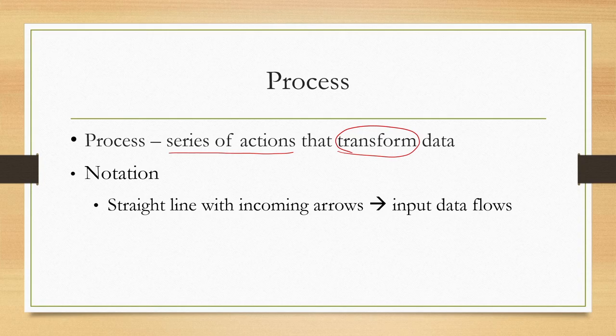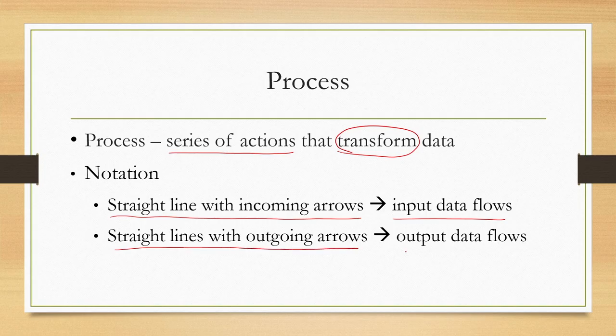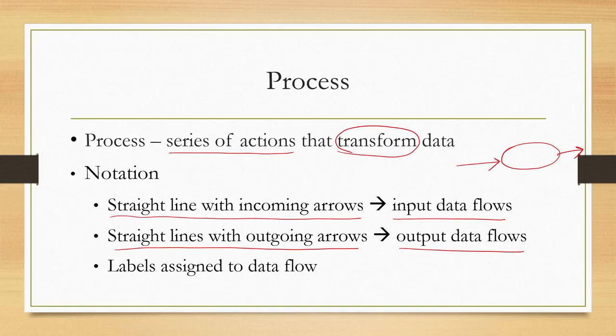Typically, in the notation, straight lines with incoming arrows, incoming to the process notation, indicate input data flow, which is quite obvious. Straight lines with outgoing arrows indicate output data flow. So, if we are using a process symbol like this, using the symbol 2 notation, then this is the input data flow and this will be the output data flow. And of course, as we have seen, the data flow should be labeled to indicate what kind of data is being moved. So, there should be a label on the arrows.